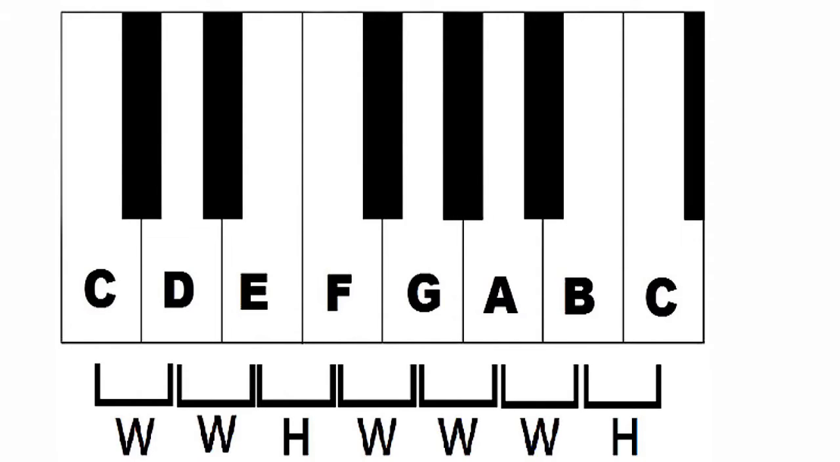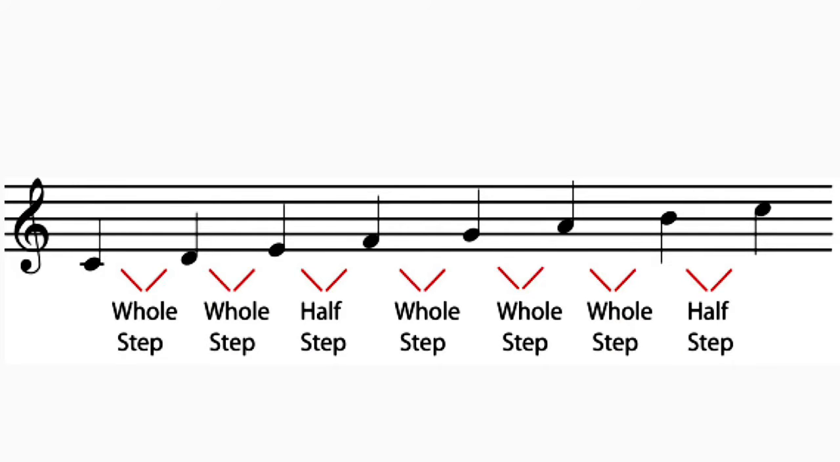So this is what a C major scale looks like on the keyboard. The W is for whole step, the H is for half step. And as it happens, a C major scale uses just the white notes on the keyboard. Here is a C major scale on a staff in the treble clef, showing the half step, whole step pattern.